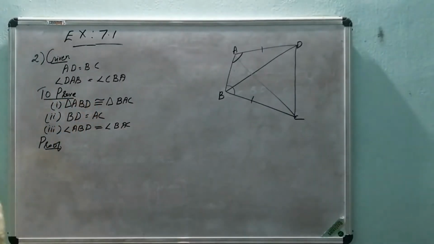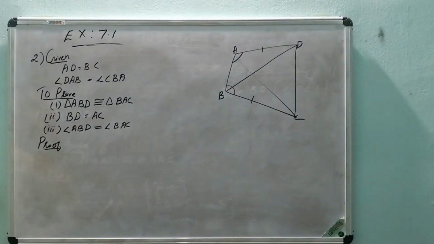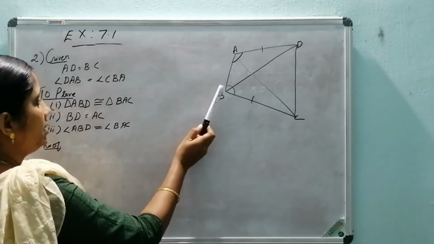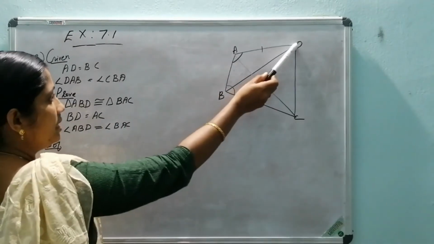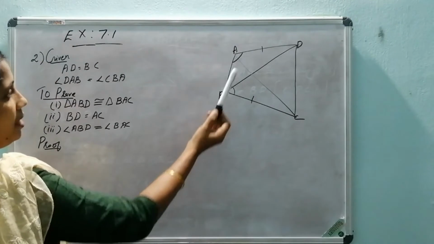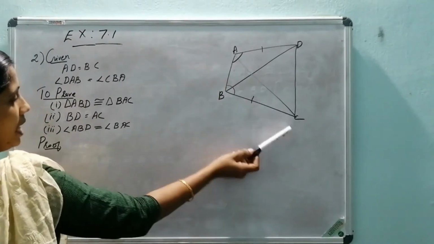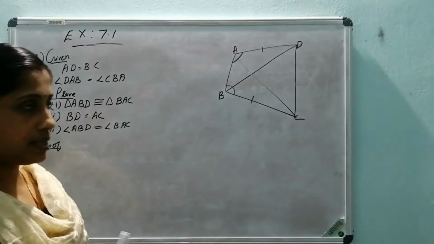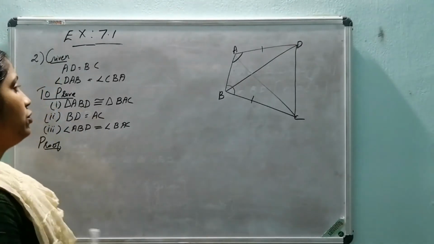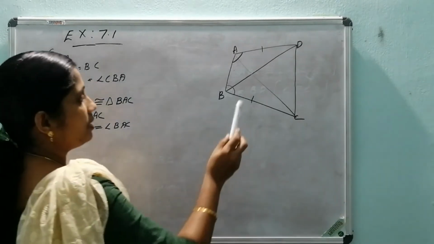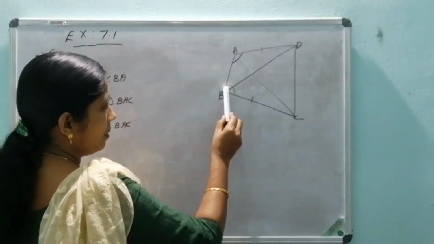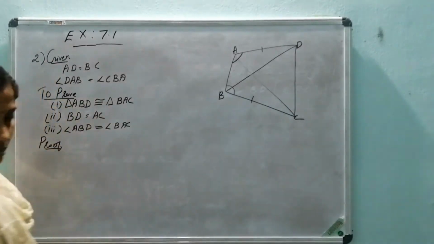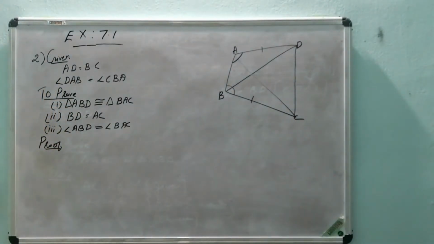What is the second question? It is given a quadrilateral ABCD and here it is given that AD and BC are equal and that these two angles, angle DAB and angle CBA, are equal. These are the things given. What do you have to prove? You have to prove triangle ABD and triangle BAC are congruent.